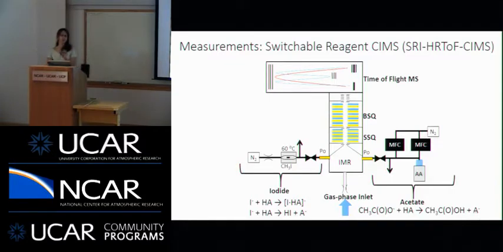The reason we would go to different reagent ions is that we classically think that these different reagent ions allow us to access different types of molecules. So acetate is classically, and this isn't entirely true, but it is classically considered to measure carboxylic acids.